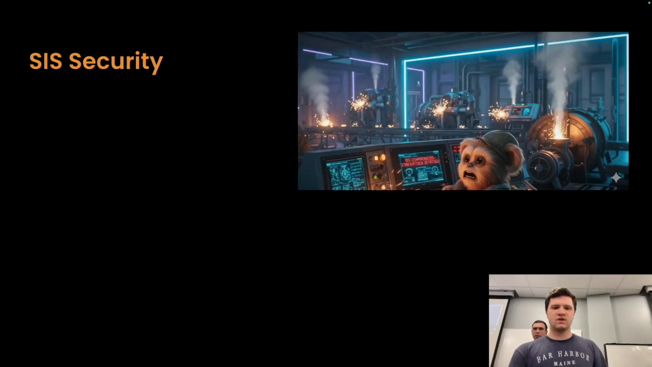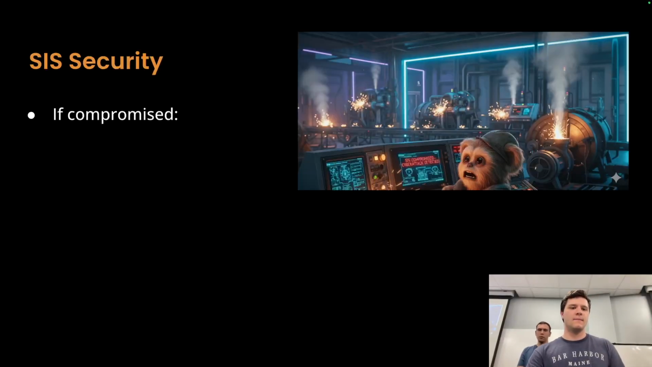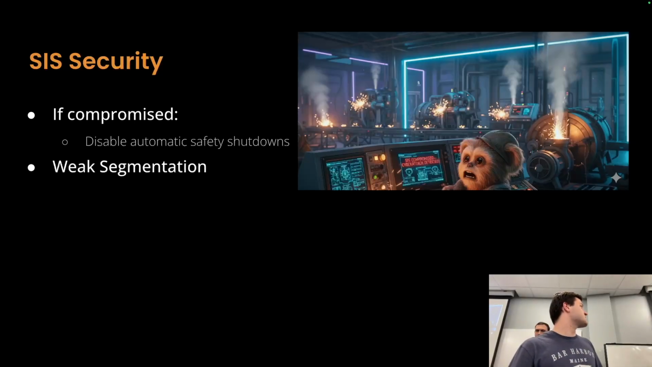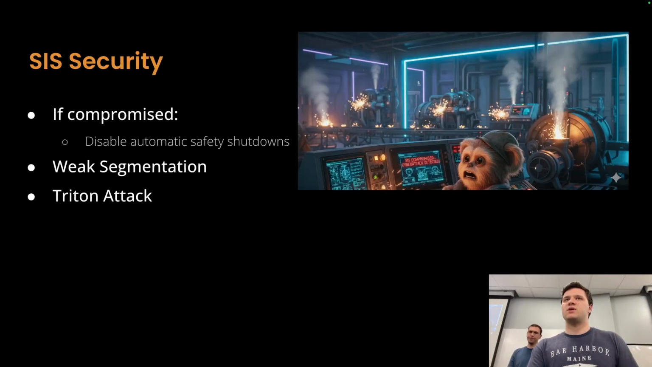Yeah. So going into the actual security, if compromised, it could disable automatic safety shutdowns and really cause operators to possibly lose their lives, which is not great. Weak segmentation is one of the things we've seen from attacks with SISs: the SIS is sometimes on the same network as things like the SCADA. So if someone gets into the same network, they pretty much have control over everything. They also have control over the safety of things, so they can pretty much maximize the physical impact on people.